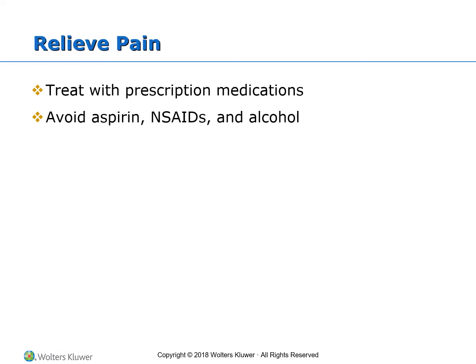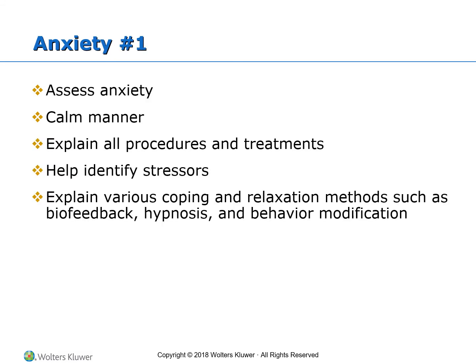You can relieve pain and discomfort by giving them the prescription medications, whether it's the antacid or the PPI or the H2 antagonist. It just kind of depends. Make sure that they avoid aspirin, NSAIDs, and alcohol. So if they have prescriptions for anything that's an NSAID or aspirin for pain, you would want to get that changed.